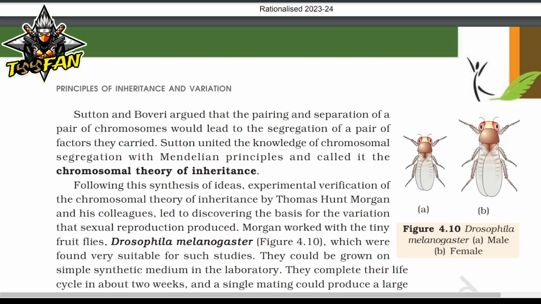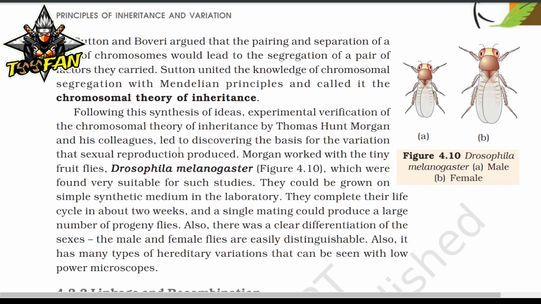A single mating could produce a large number of progeny flies. Also, there was a clear differentiation of the sexes: the male and female flies are easily distinguishable. Also, it has many types of hereditary variation.